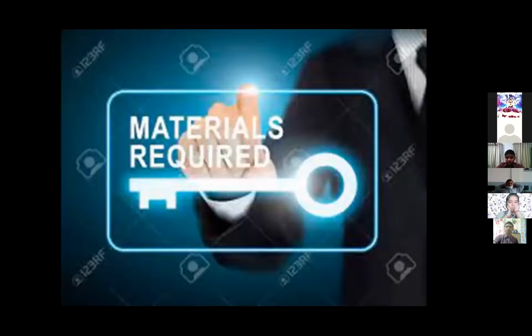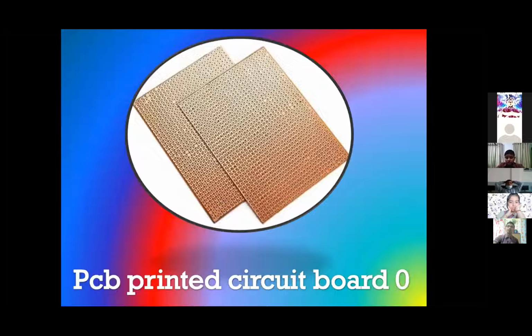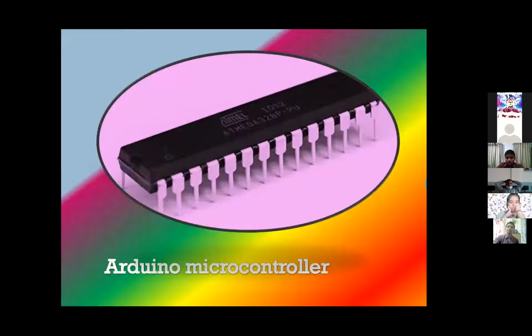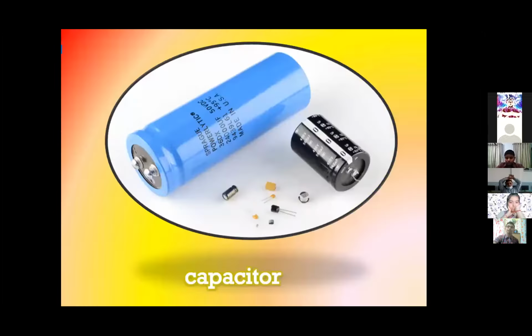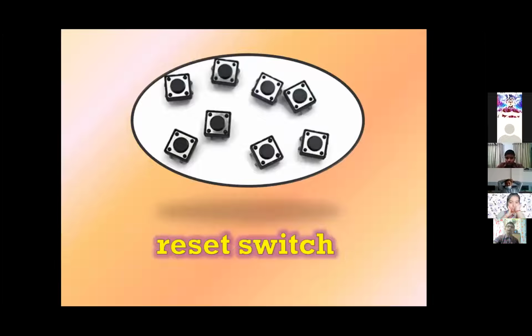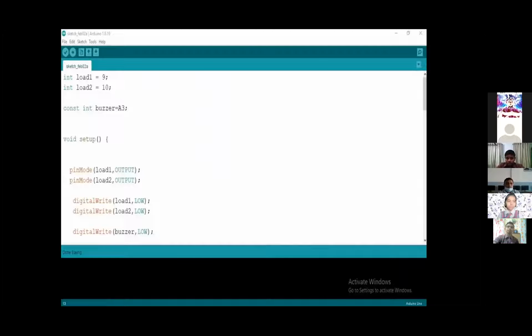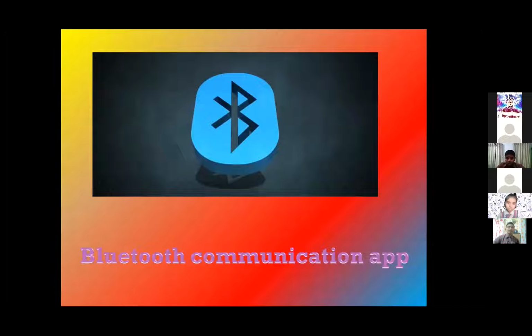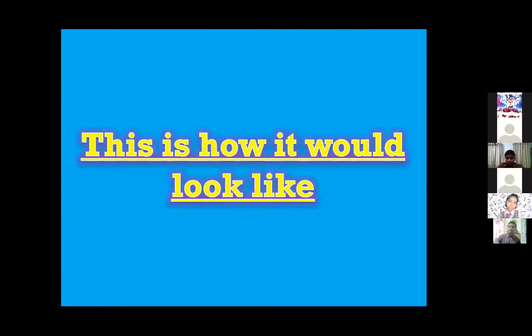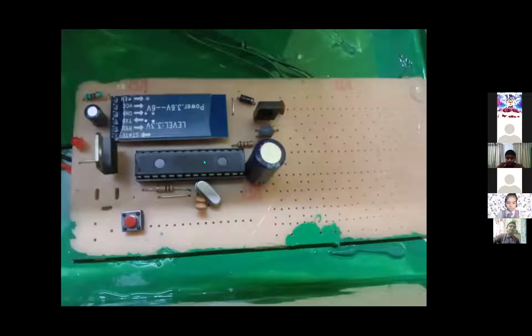Materials required to build: 7805 voltage regulator, circuit board, Arduino microcontroller, crystal 16 MHz, capacitors, transistors, diode, resistors, reset switch, and HC-05 Bluetooth module. This is the Arduino app in which coding is to be done. This is how it would look. Bluetooth communication app. This is how the project looks. These are the materials which I showed you.